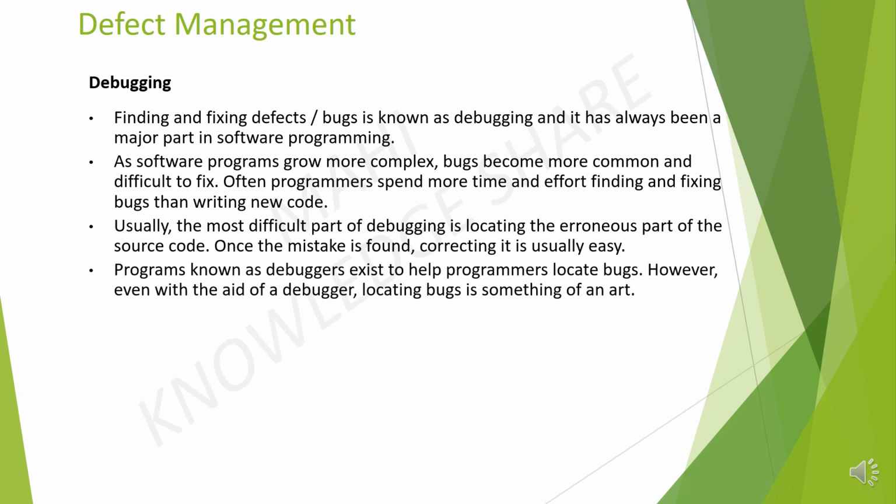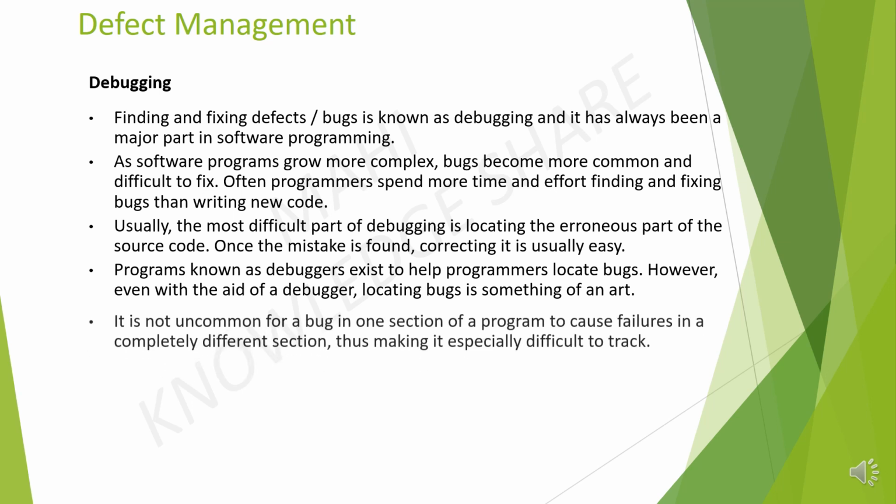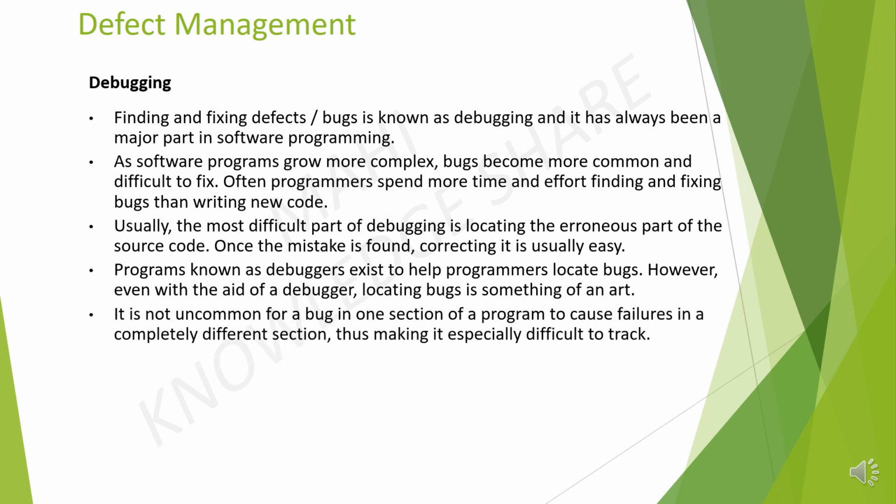Programs known as debuggers exist, helping programmers to locate bugs. However, even with the aid of a debugger, locating bugs is somewhat an art. It is not uncommon for a bug in one section of a program to cause failures in a completely different section, thus making it especially difficult to track.